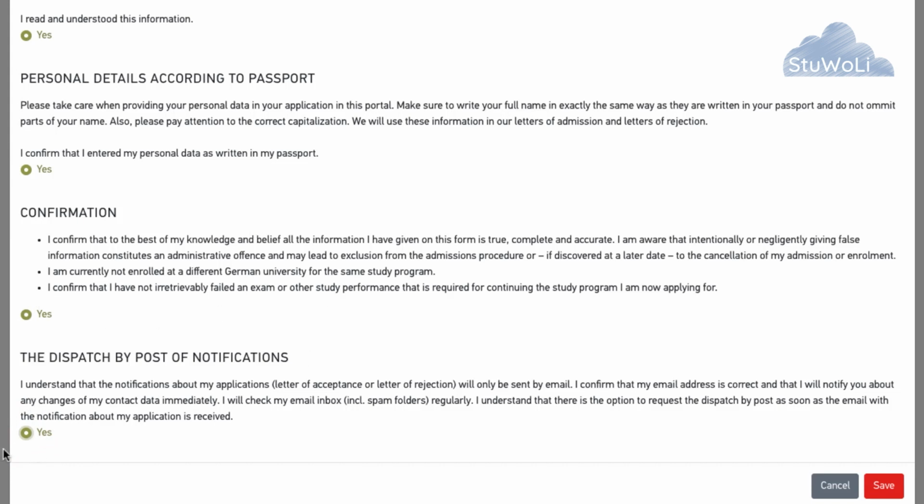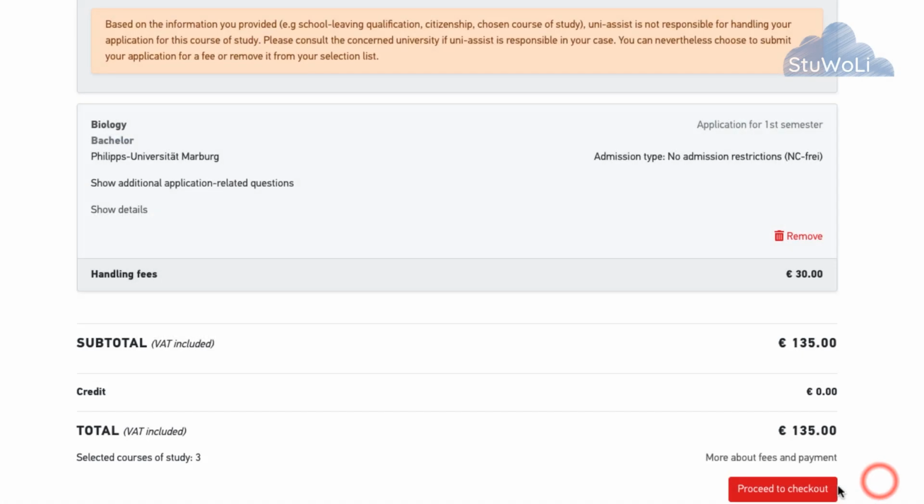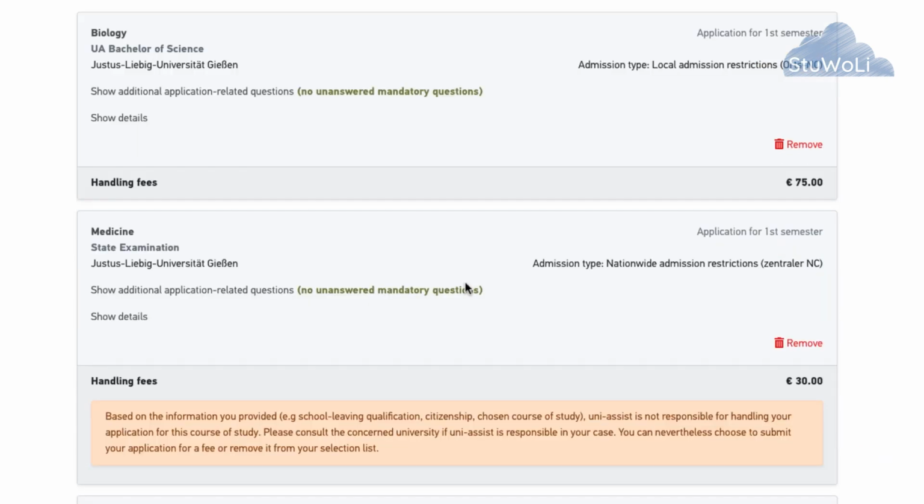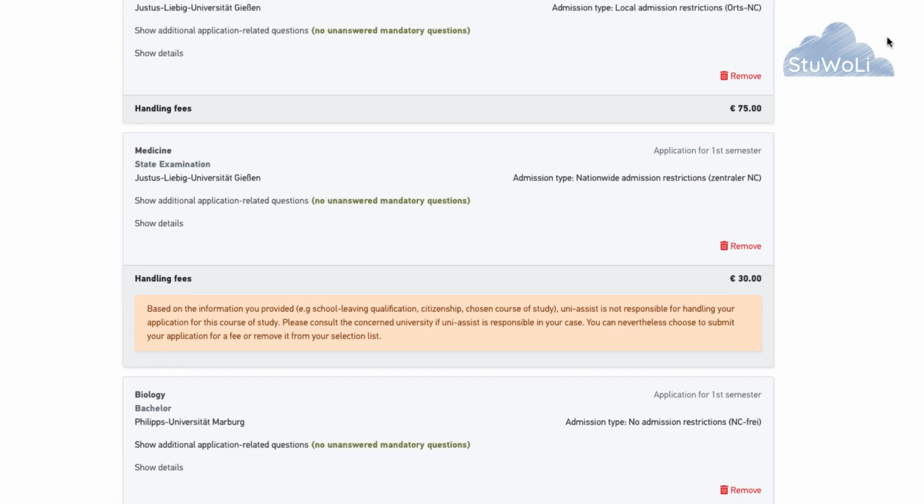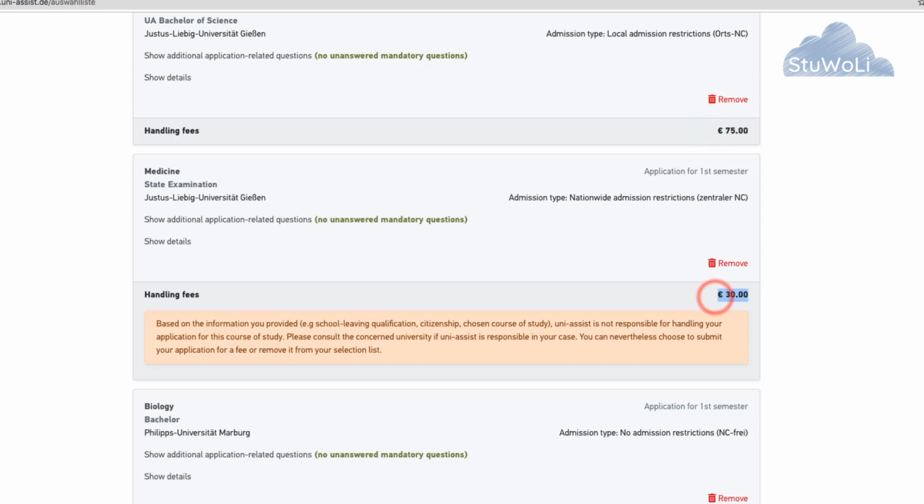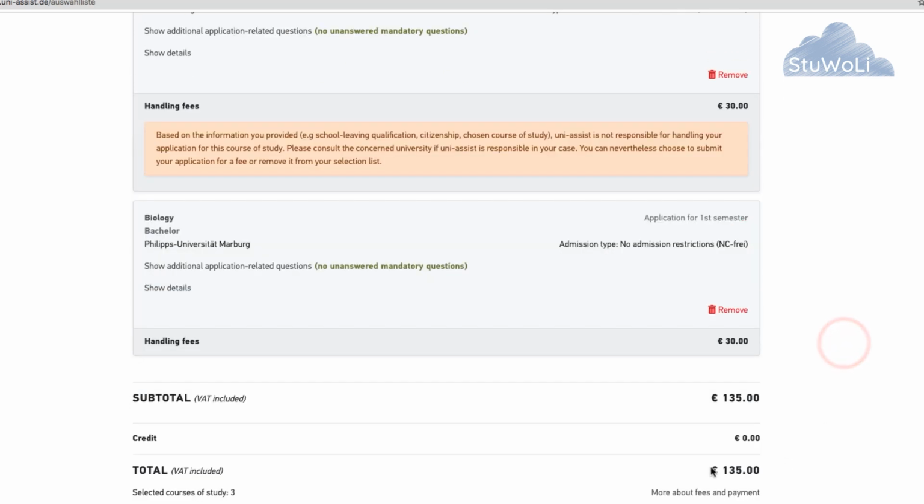But I mean, you don't have the option of no. If you had the option of no, we would dig deeper together and understand what is going on. Feel free to read this information, but there is no option. You just need to click on yes and save. And that's it. You have that. You have 3 applications now. The first one being 75 euros. The 2 other ones being 30 euros each, so it's 135 euros.